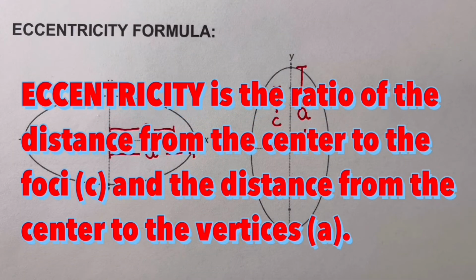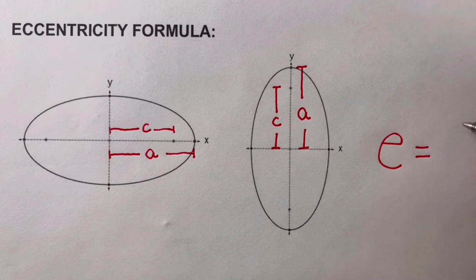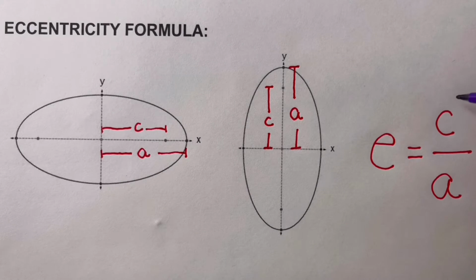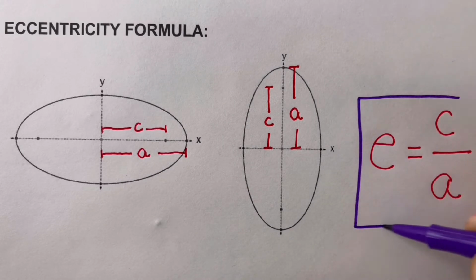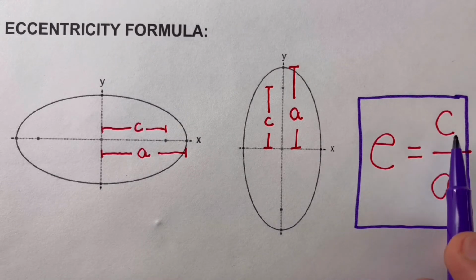Again, mathematically, eccentricity is the ratio of the distance from the center to the foci, which is represented as letter C, and the distance from the center to the vertices, represented as letter A. We can therefore write the equation of eccentricity as E is equal to C over A. So this is the formula for the eccentricity of an ellipse. Eccentricity is equal to C over A.